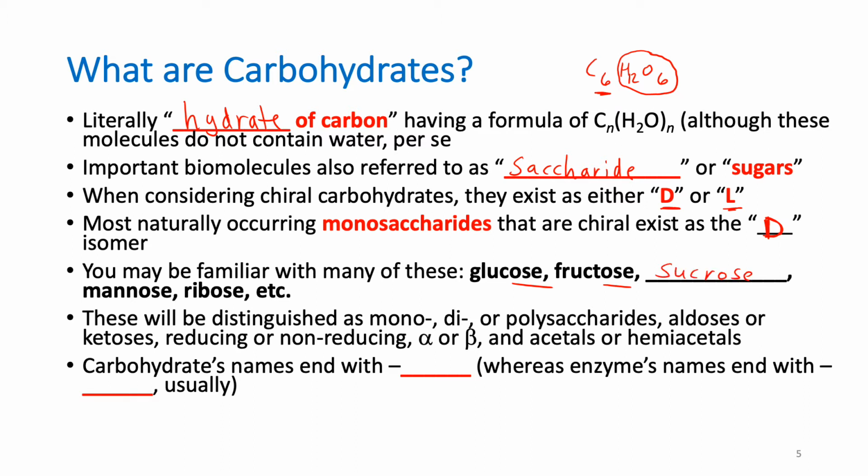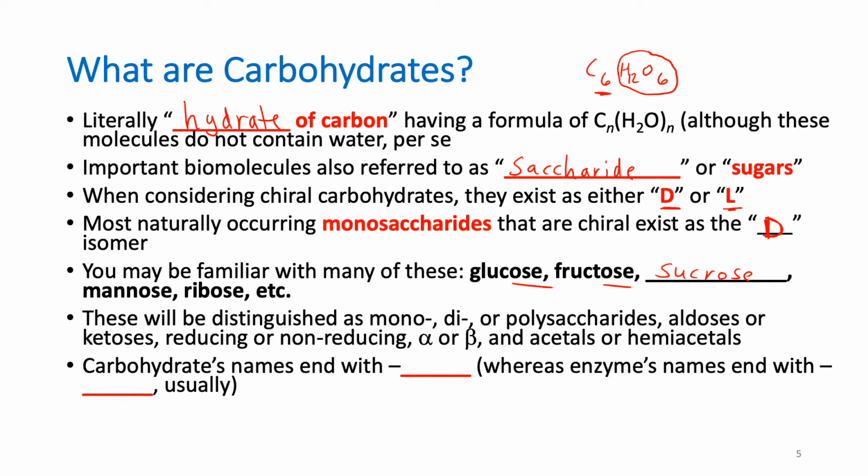Sucrose, table sugar, tastes awesome. Glucose is blood sugar. Fructose is typically found in honey. Mannose, ribose. Y'all know ribose from DNA and RNA, deoxyribonucleic acid. It's one of the three components of a nucleotide, the pentose sugar.